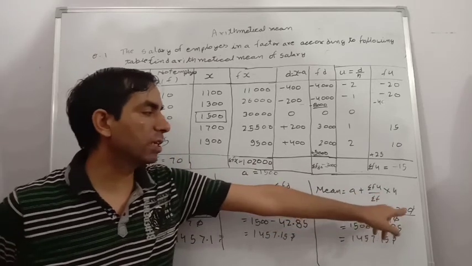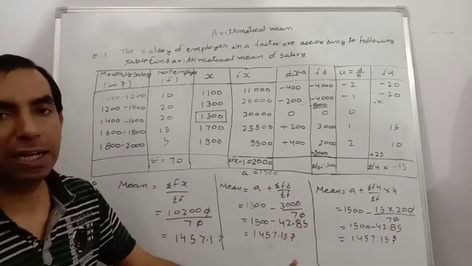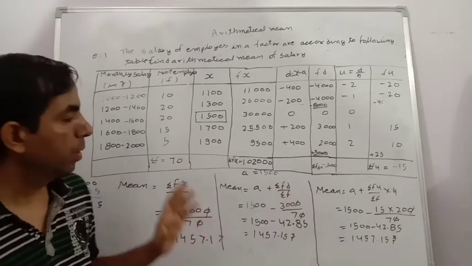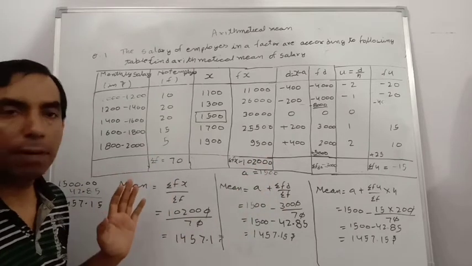So after solving, the zeros cancel, then we multiply 15 by 220, then we divide by 7, and we get 42.85. The answer will be the same. By all these three methods we can calculate the mean, the arithmetic mean.